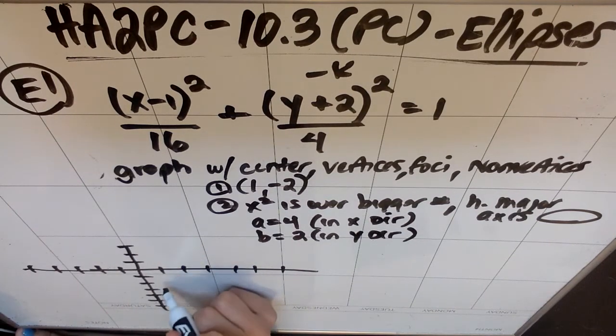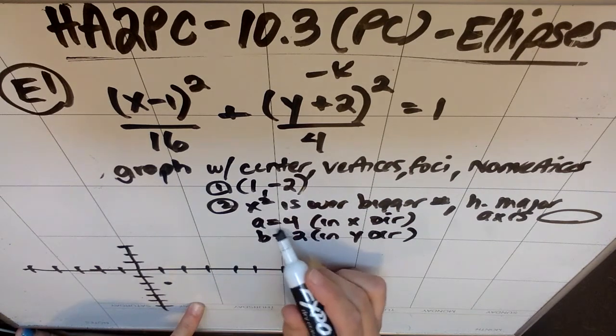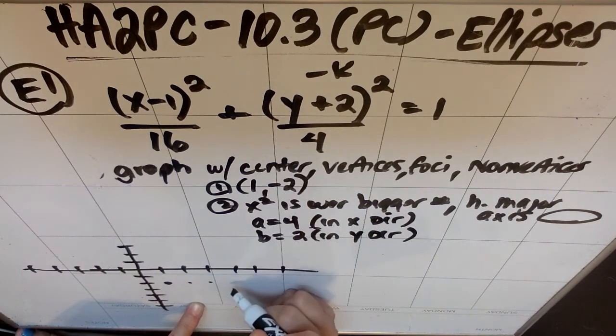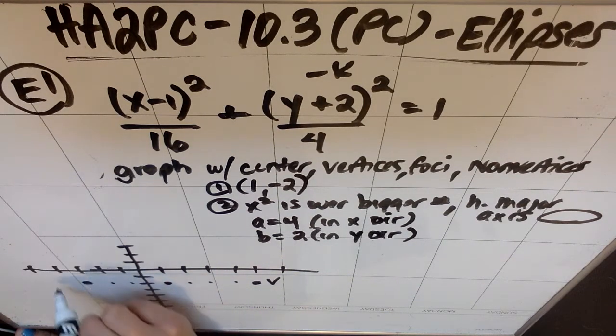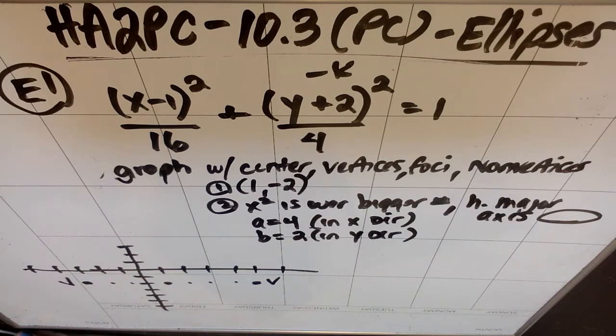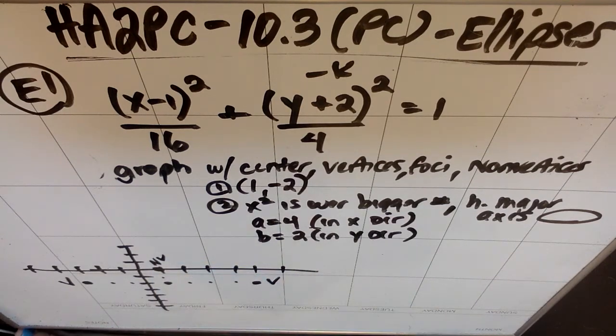So I know 1 comma negative 2 is supposed to be my center. From that center, I have to go in the x direction 4 units. So 1, 2, 3, 4, that's a vertex. From the center, 1, 2, 3, 4, that's the other vertex. So there are my two vertices. That's going to be my major axis. My minor axis has the non-vertices, which is totally a Hoganism. I'm going to go up 2 units, 1, 2, from the center. That's not a vertex. And I'm going to go down 2 units, not a vertex, okay?